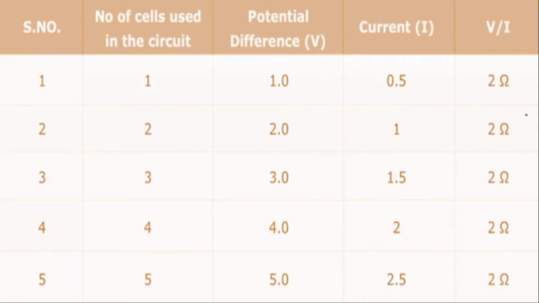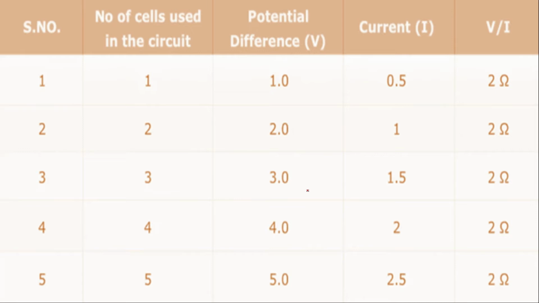Now repeat the same activity by adding one cell after each observation. For 3 cells the potential difference shown by the voltmeter will be 3 and the current will be 1.5. If we use 4 cells, then the potential difference the voltmeter will show is 4 and the current shown by the ammeter is 2 ampere. And if we use 5 cells, the potential difference shown by the voltmeter is 5 volt and the current shown by the ammeter is 2.5 ampere.